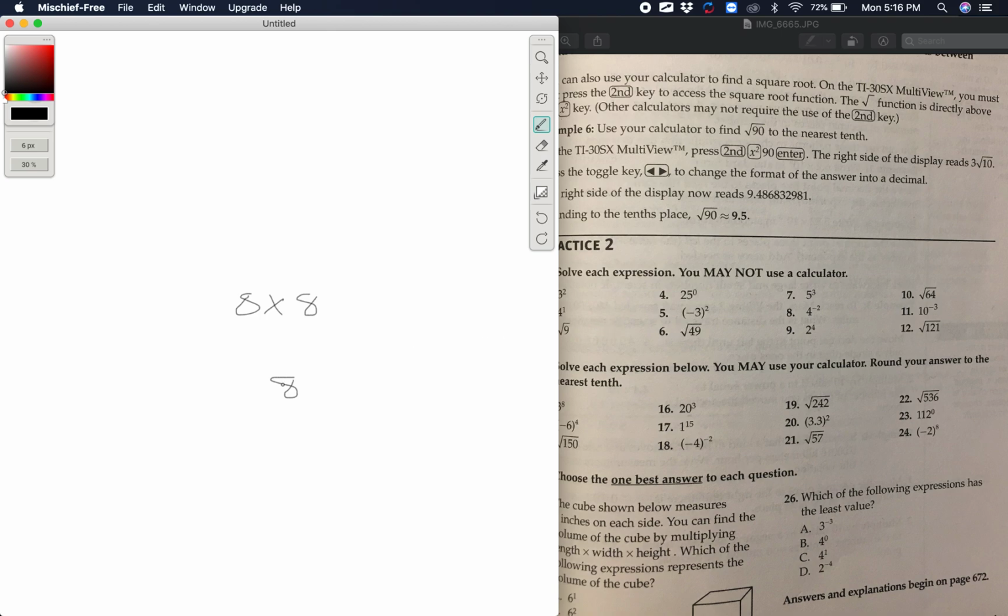You're just looking for one number. You don't have to do this here because it is implied with the square root that this number times itself is what equals the 64.